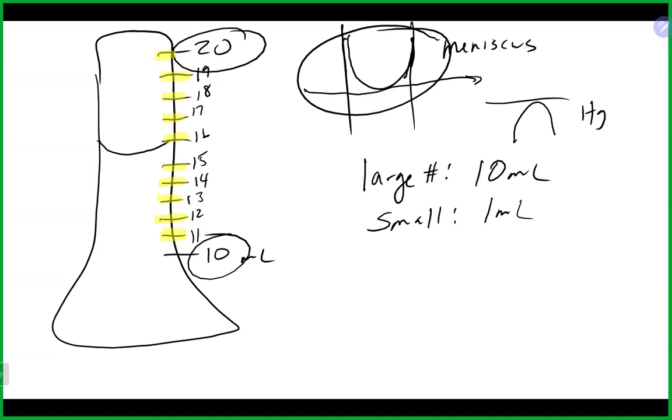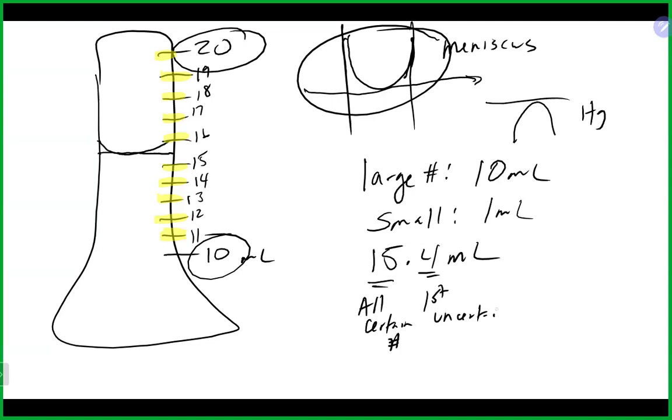So if we take a reading from the bottom of the meniscus, we see that it is at least 15, so we would record 15. Again, here's where the estimation comes into play. It doesn't always have to be 5, so maybe we feel it's a little less than half, so we record 15.4 milliliters. Once again, these are all of our certain numbers, and this is our first uncertain number. In this case, how many significant figures do we have? 3 significant figures: our certain numbers and our uncertain number.